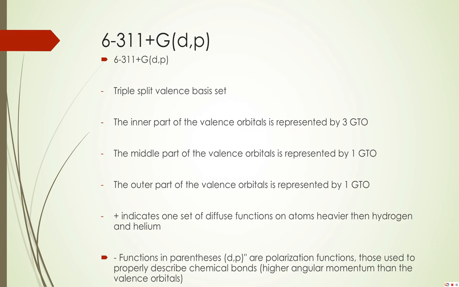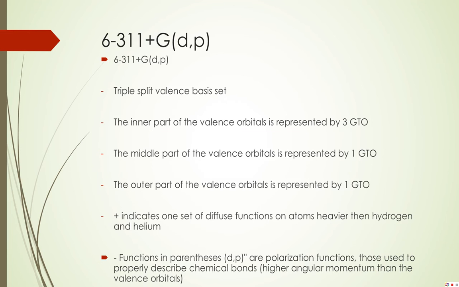The plus, as I already mentioned, indicates one set of diffuse functions on atoms heavier than hydrogen and helium. Plus plus indicates one set of diffuse functions on atoms heavier than hydrogen and helium. The function in parentheses, like dp, you can think of as polarization functions. Those are used to properly describe chemical bonds, with higher angular momentum than the valence orbital.